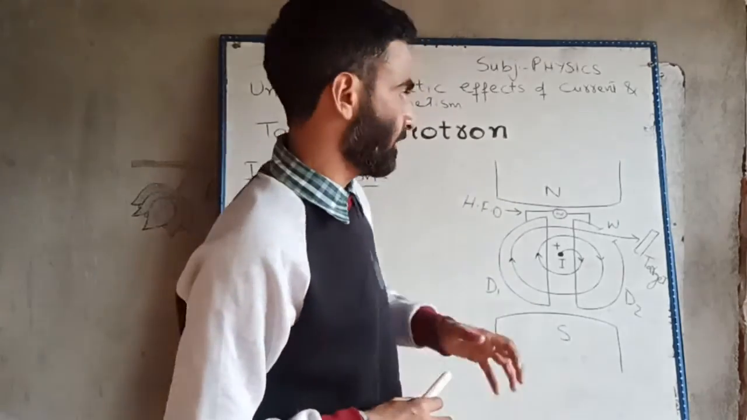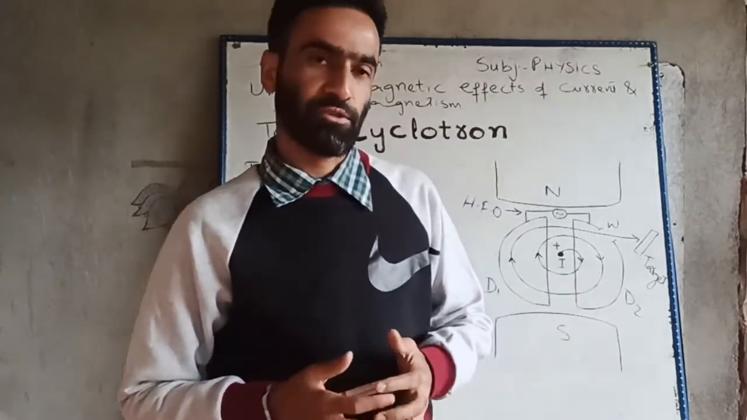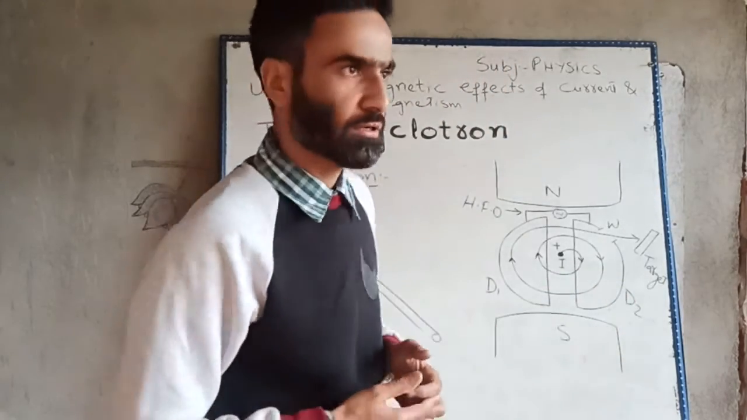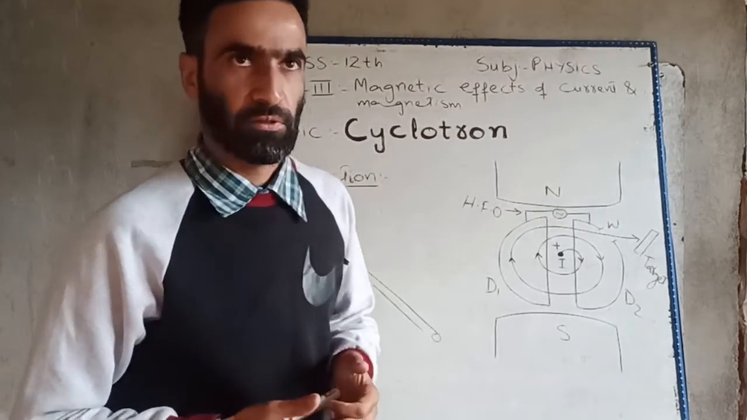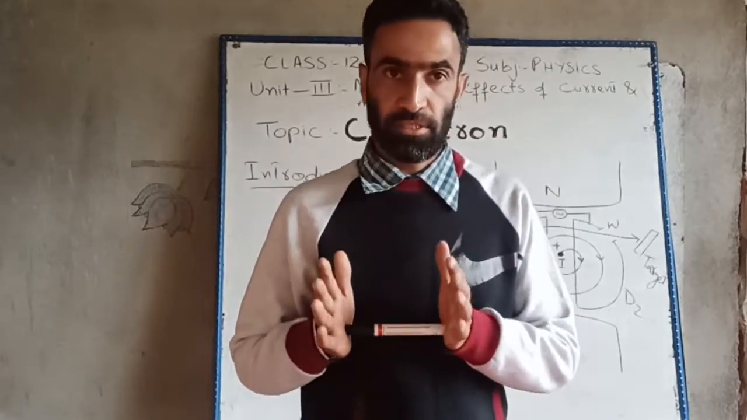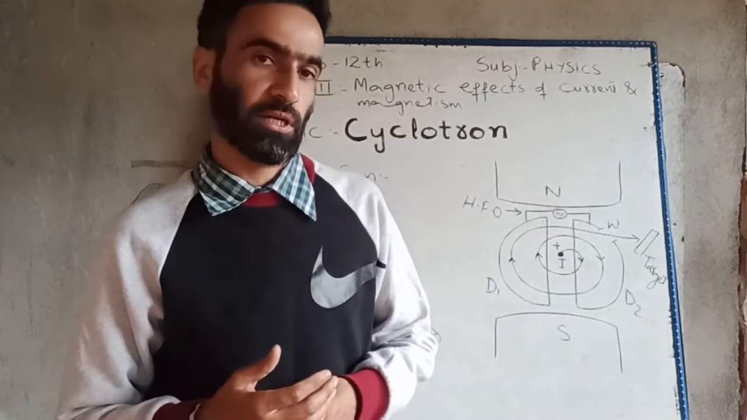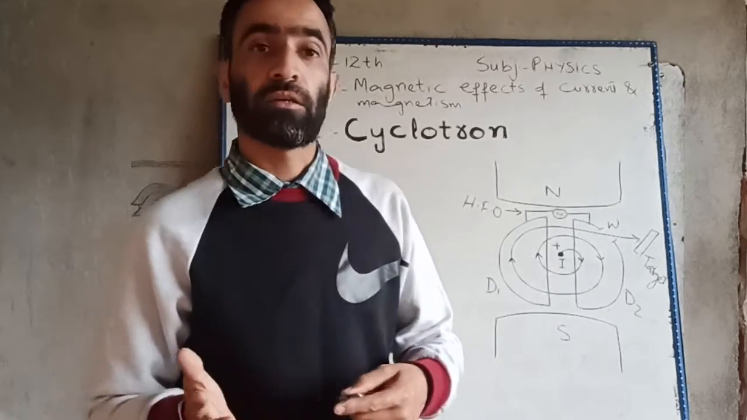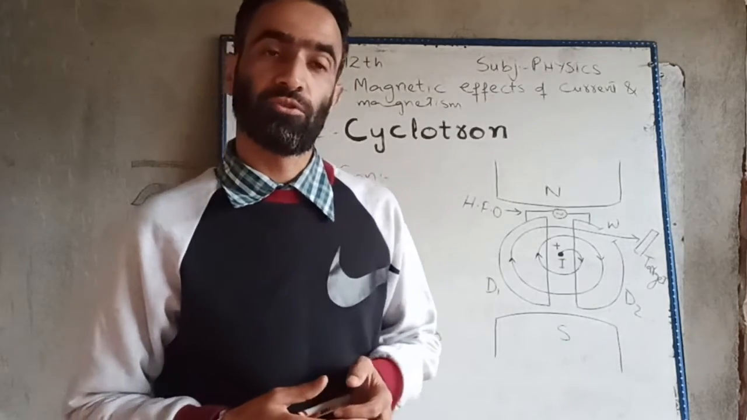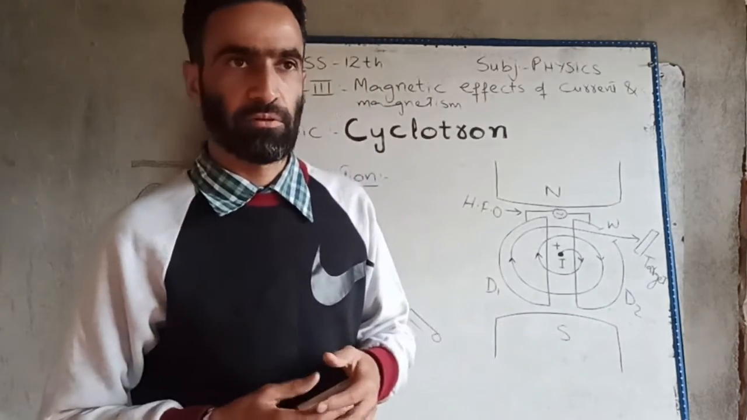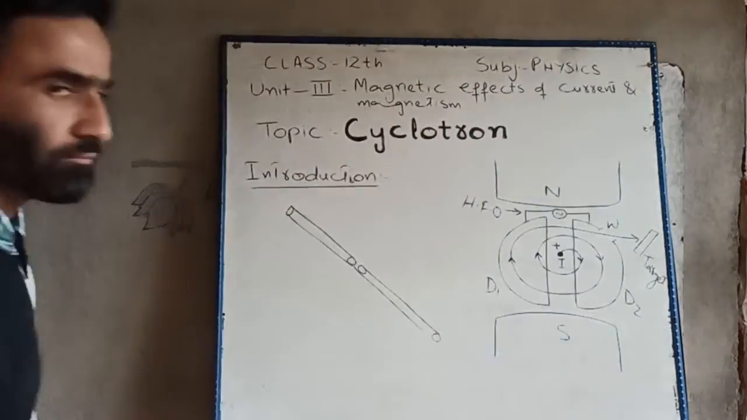The two people who developed this accelerator, the cyclotron, were Lawrence and Livingston. They came forward and developed a small type of device which we call the cyclotron. Now what does this cyclotron mean? Let us repeat. Cyclotron is a device which is used to accelerate the positively charged particles. Those accelerated positively charged particles are used for different activities like nuclear reactions, etc.